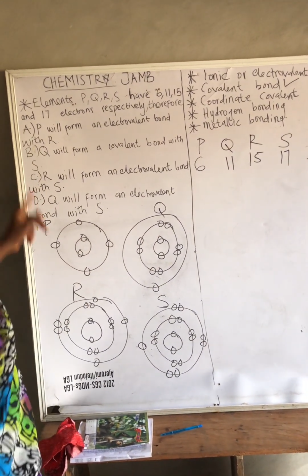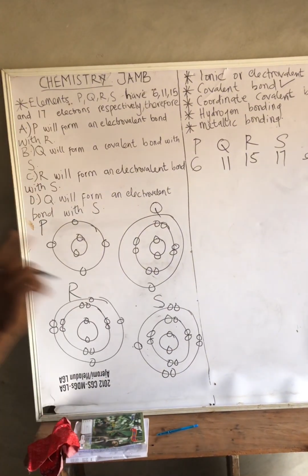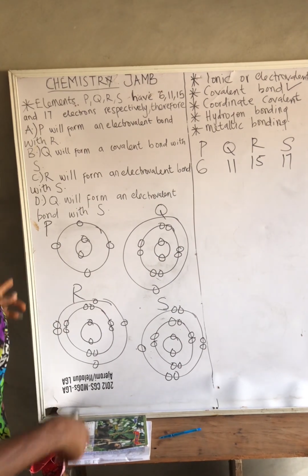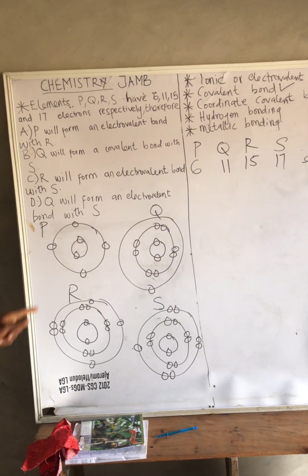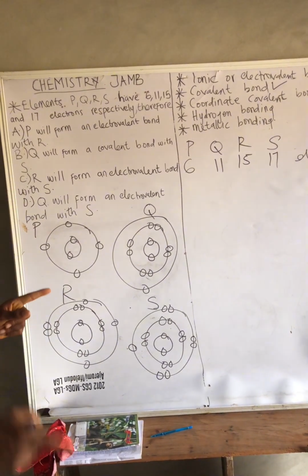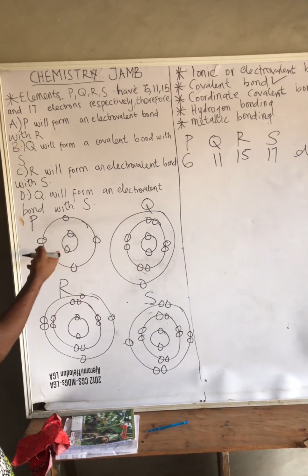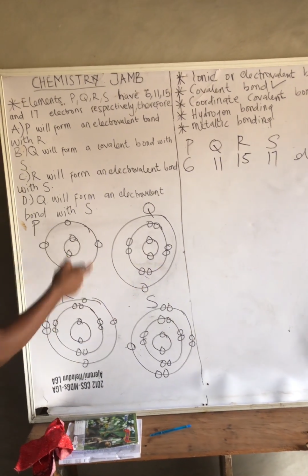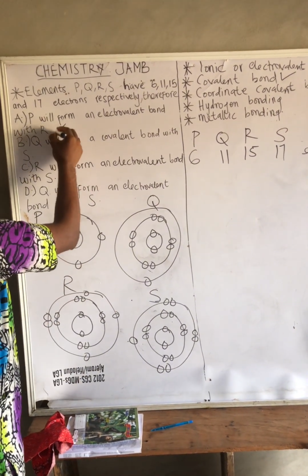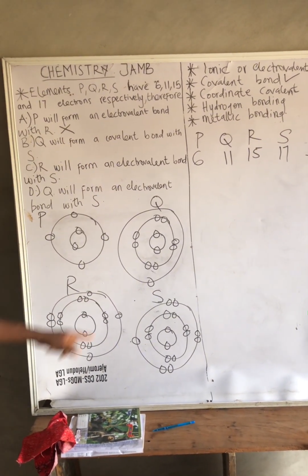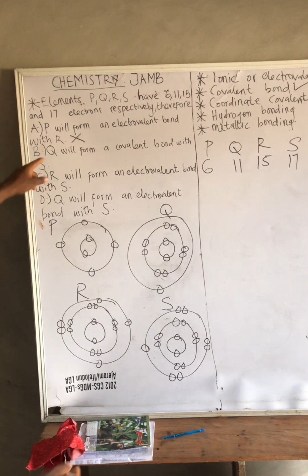So now let us check option A. P will form an electrovalent bond with R. According to what I said before, an electrovalent bond, which we call electrovalent or ionic bonding, is a type of bonding whereby an atom completely transfers an electron to another atom. So in this case, let us say even if Q transfers one electron to this one to be stable, this one will only have 5 valence electrons and it is not yet octet, it is not yet 8. So this option is cancelled because it is not true. It can never happen for these two atoms to combine or bond in that kind of way. So let us go to the next option.